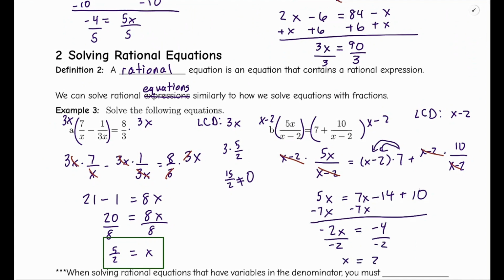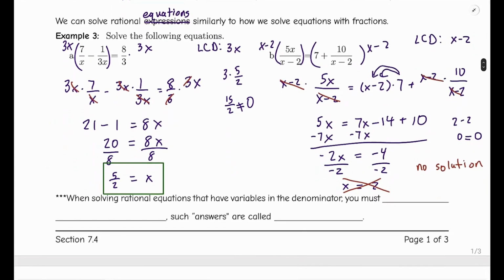But now, when we plug that into the LCD, we get 2 minus 2. So we get 0, which equals 0. So that means this x equals 2 is not a solution. And since there were no other solutions, there is no solution to this equation. So that's the reason why you always have to plug it back in to the LCD to make sure that it doesn't make it equal 0.